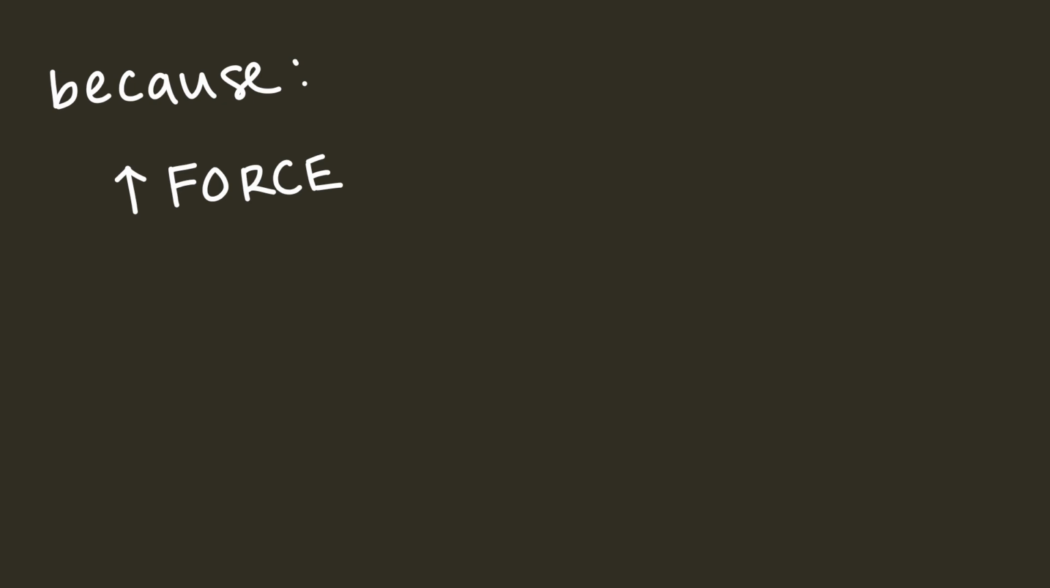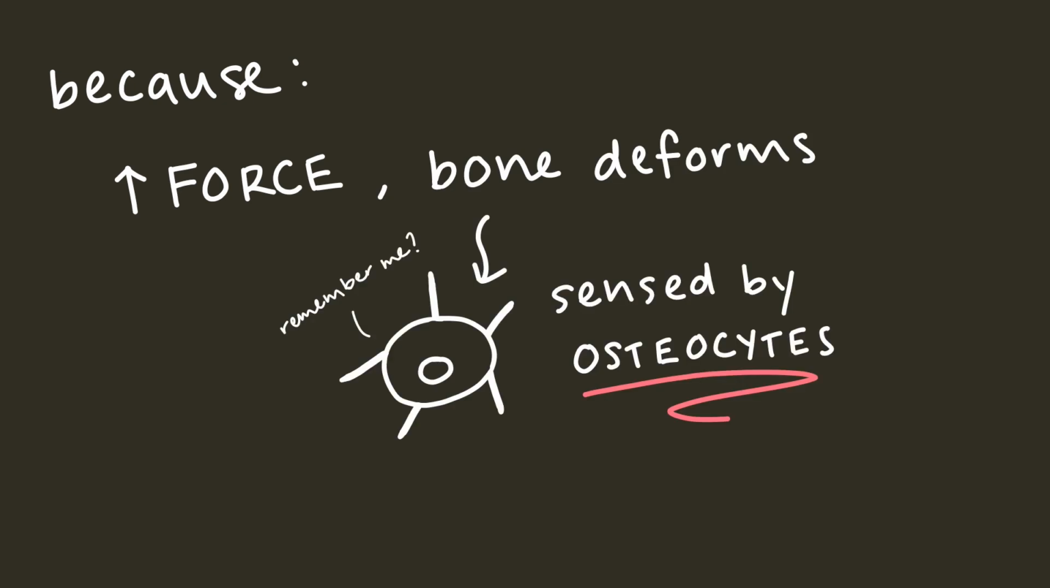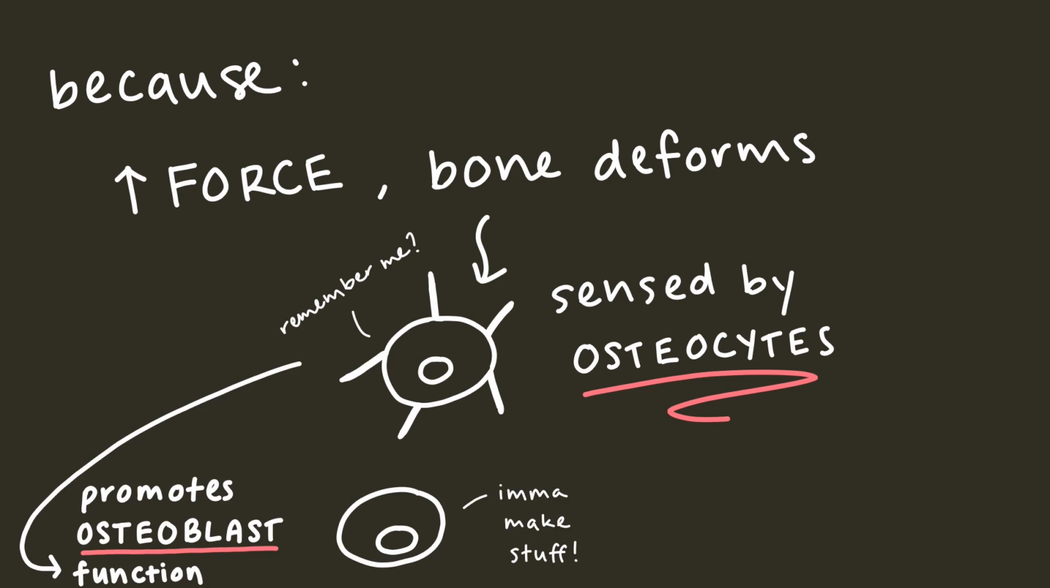Bone strength is maintained through a concept known as Wolff's law, which states that bone will grow based on the stress that it is subjected to. Bone tends to be thicker and stronger in areas that are subjected to the most force. When a force is exerted on bone, the bone deforms, and this is ultimately sensed by osteocytes, which encourage osteoblasts to form more bone matrix at that location.